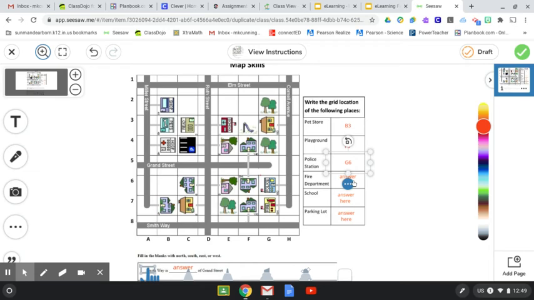And then the fire department. Oops. Undo that. The fire department, here's the fire department, and that is in G7. It's right below the police station. Okay, and now the school, here's the school. That is E3.